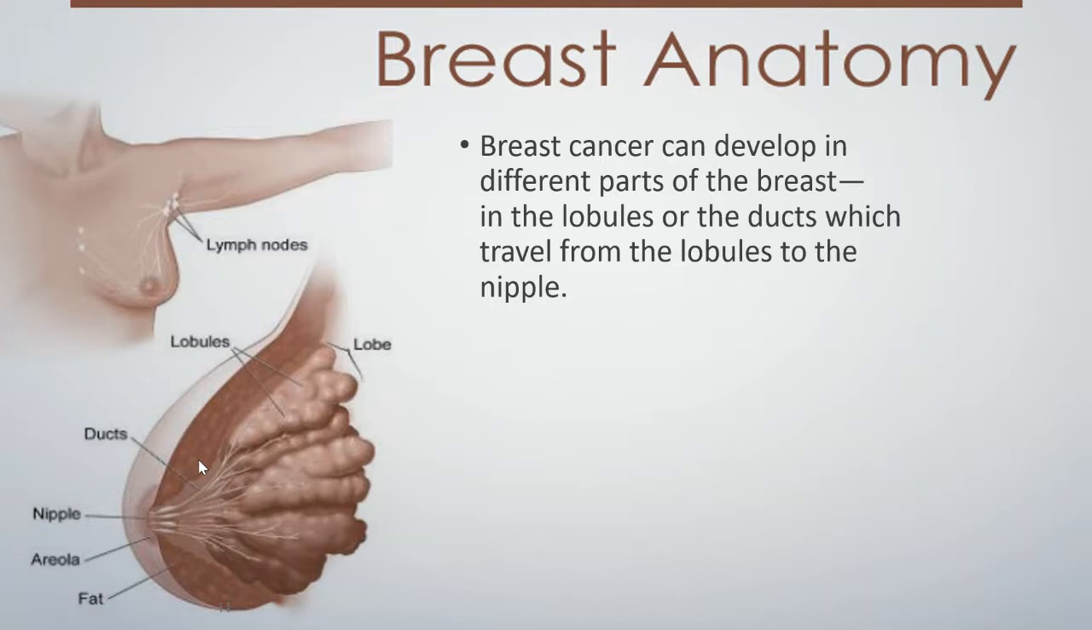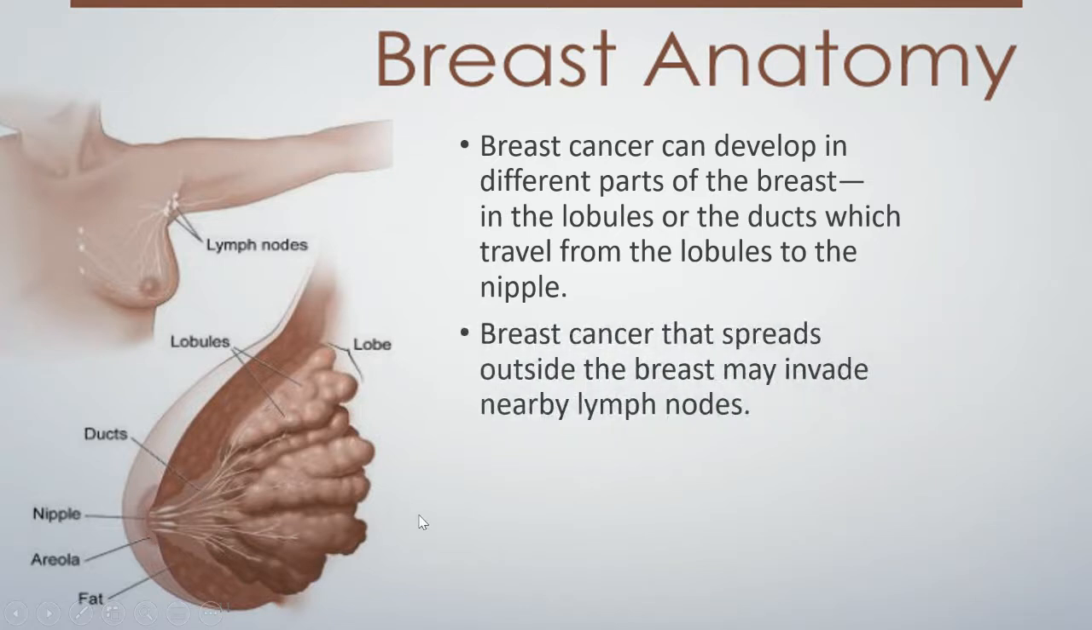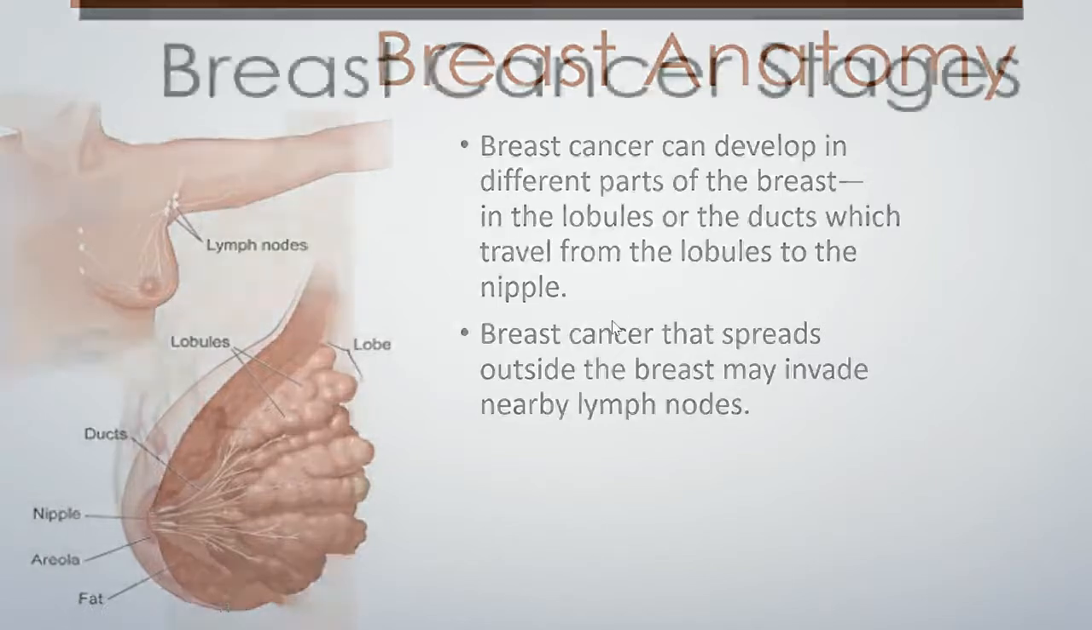So your breast anatomy: breast cancer can develop in different parts of the breast. It can be in the lobules, which are over here. It can be in the ducts. You can see the ducts over here, or the ducts, which can travel from the lobules to the nipple. Breast cancer that spreads outside of the breast may invade nearby lymph nodes. You can see the lymph nodes on the top left picture. It is the highlighted white circles.